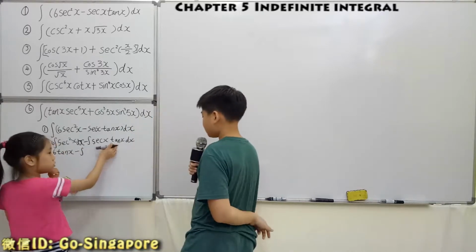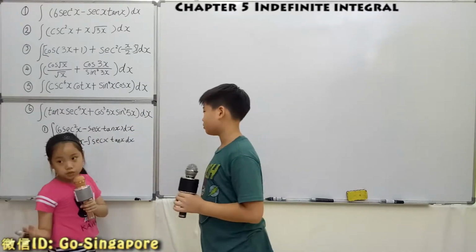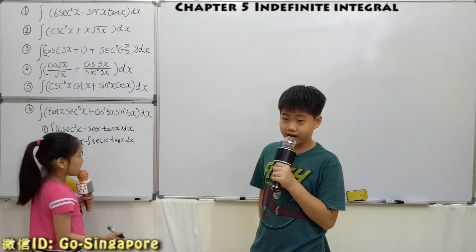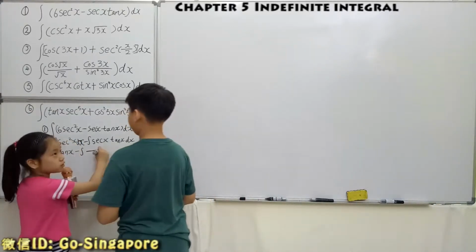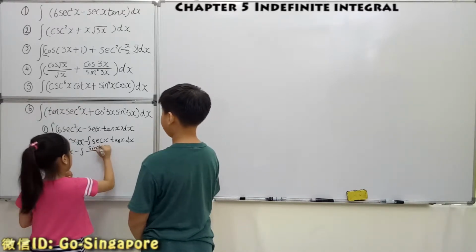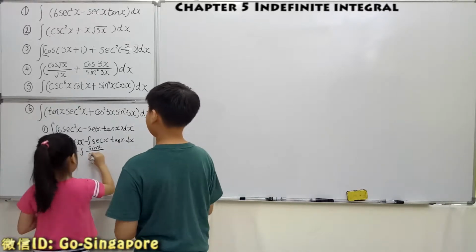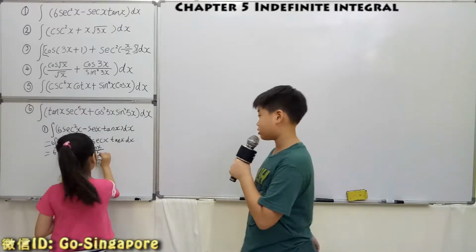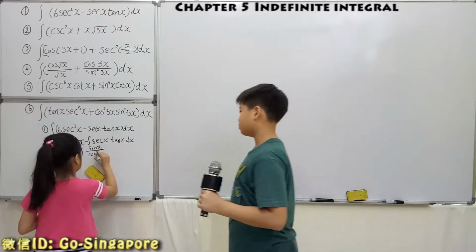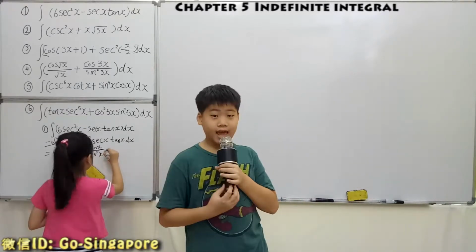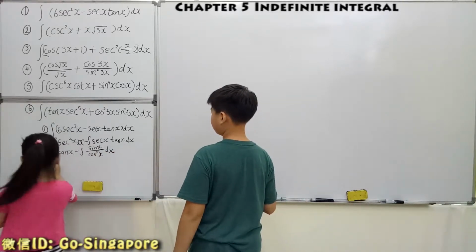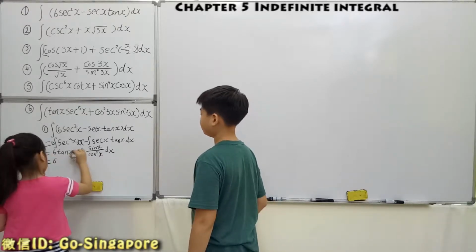Now we change these two to the secant, which is 1 over cosine, and tangent, which is sine over cosine. We also can combine it. So it will be a sine x over cosine square x. And then behind there is the dx. We can put the sine x over here. And don't forget your constant.